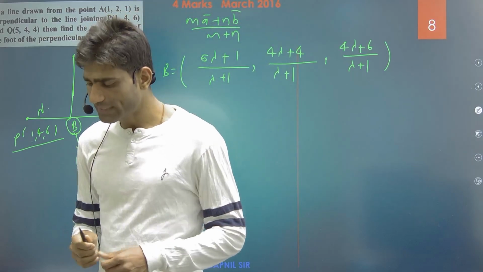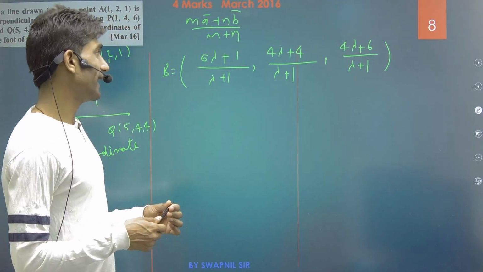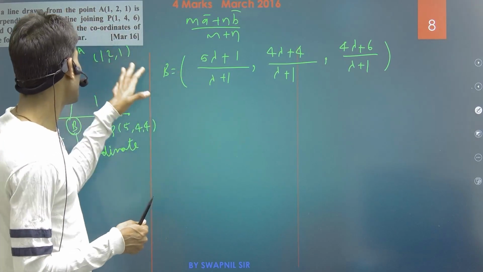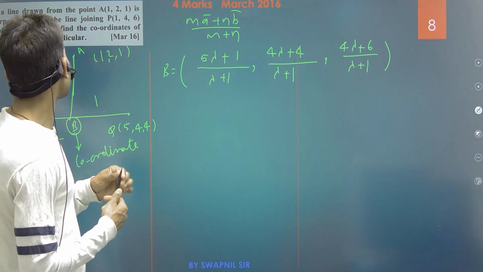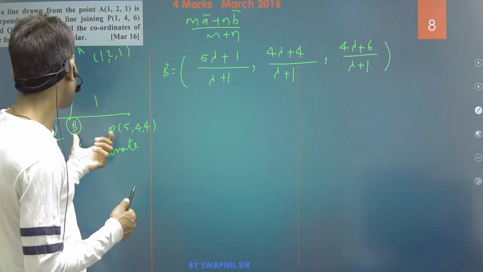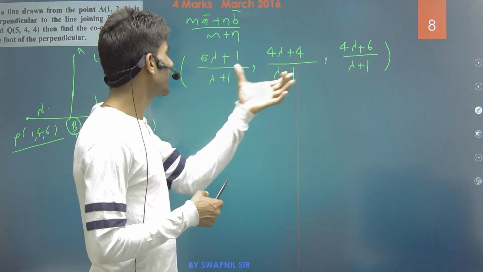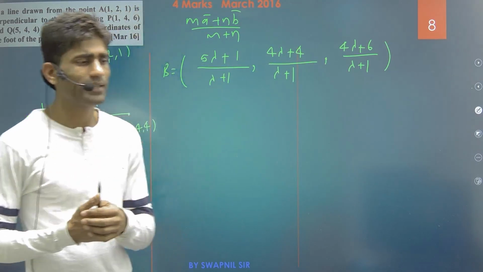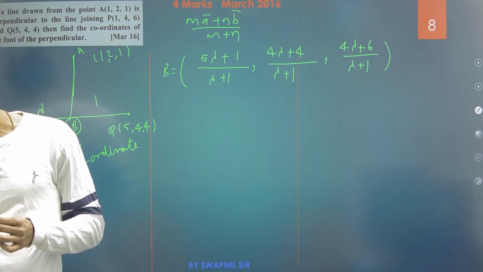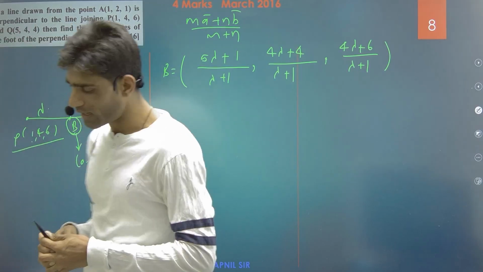Using these three coordinates, we are trying to find the value of lambda. Once we know the value of lambda, it is easier to find the coordinates of our point. We want the coordinates of the foot of the perpendicular, which means we want the value of lambda. Find lambda, substitute it back here, and then you will get the coordinates of the foot of the perpendicular. Now let's go for finding the direction ratios of AB.